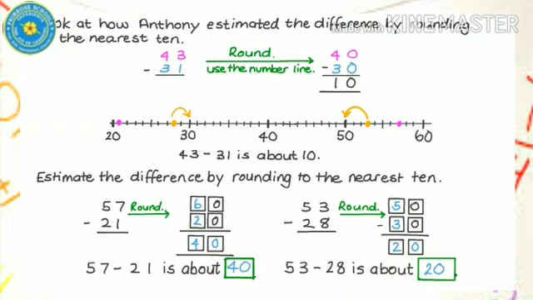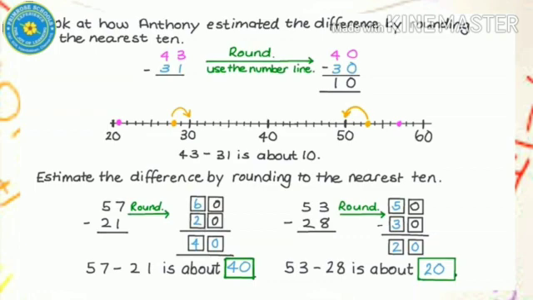Let us now take a look at another example. Look at how Anthony estimated the difference by rounding off to the nearest 10. The subtraction that he is going to do is 43 minus 31. So we need to round the numbers 43 and 31. So 43 can be rounded off to 40 and 31 can be rounded off to 30. If you look at the number line also, you will get to know the answer. Again, 40 minus 30 is 10, which is the estimated difference.